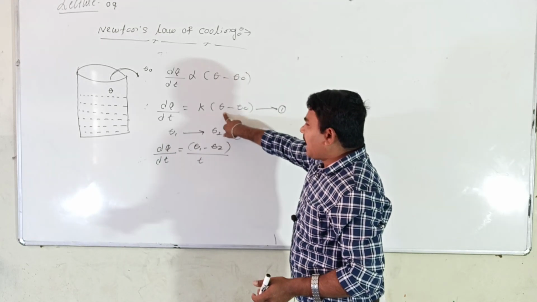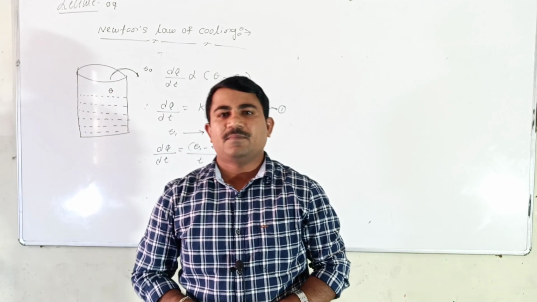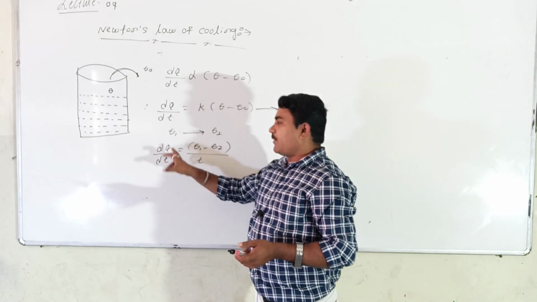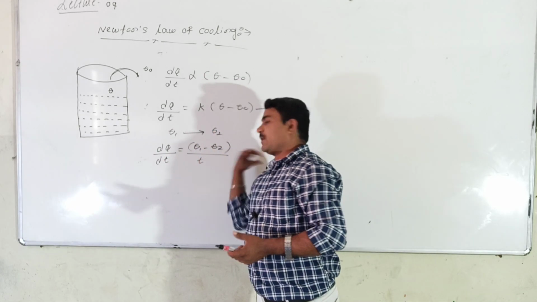Then what is theta here? Theta represents the average of theta 1 and theta 2. Are you following what I said? If the temperature of the hot liquid changes from theta 1 to theta 2, then the rate of heat loss can be given in this time interval.